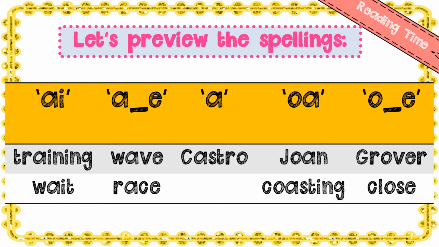Now you've got an OA column. Now O and A going together in the middle of a word is going to say O. So her name is Joan. And this next word is coasting. Now your last column, you've got O consonant E. Grover and close.